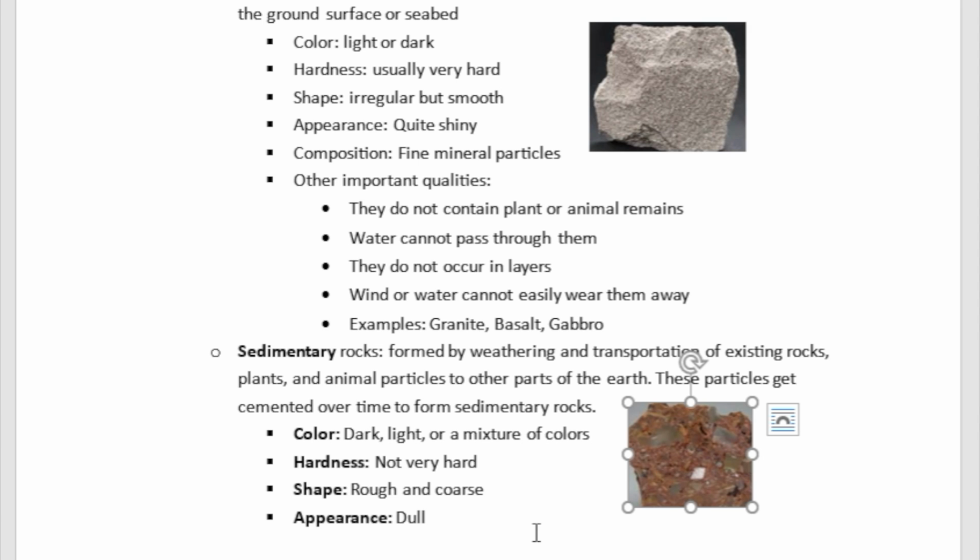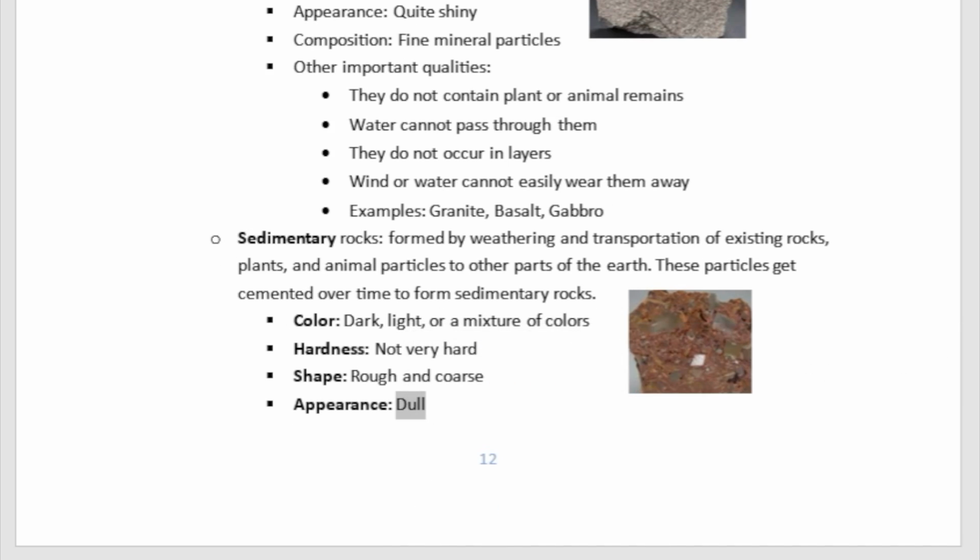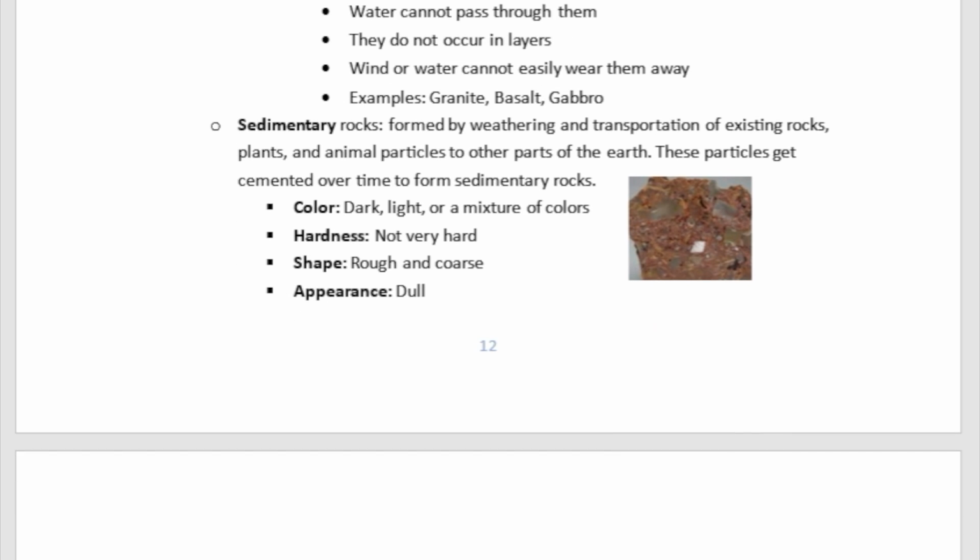So what are the qualities of a sedimentary rock? Well, the colors are usually dark or light or a mixture of colors, but they're not very hard. They're not as hard as igneous rocks. And the shape can be rough, but it's usually very coarse. It's not going to be as smooth as igneous rocks. The appearance is going to be dull, and the composition is going to be, well, it's made of plant particles and animal particles.